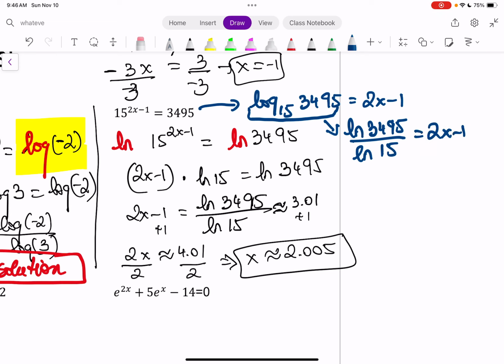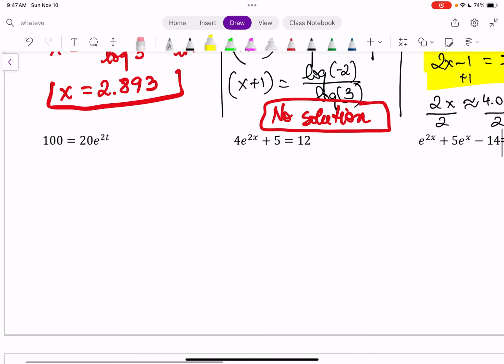So as you see, even if you take this route, let's switch the exponential function into a logarithmic form and then use the change of base formula, we end up in the exact same spot: 2x minus 1 is going to equal the natural log of 3495 divided by the natural log of 15, and that's how we continue and solve this problem, right? So either way, you end up in the same spot. You can choose how you want to solve these problems.